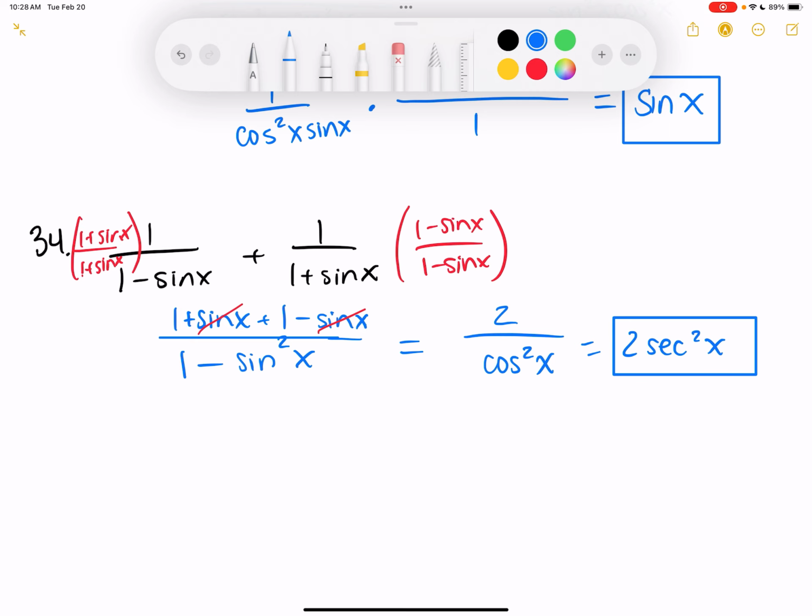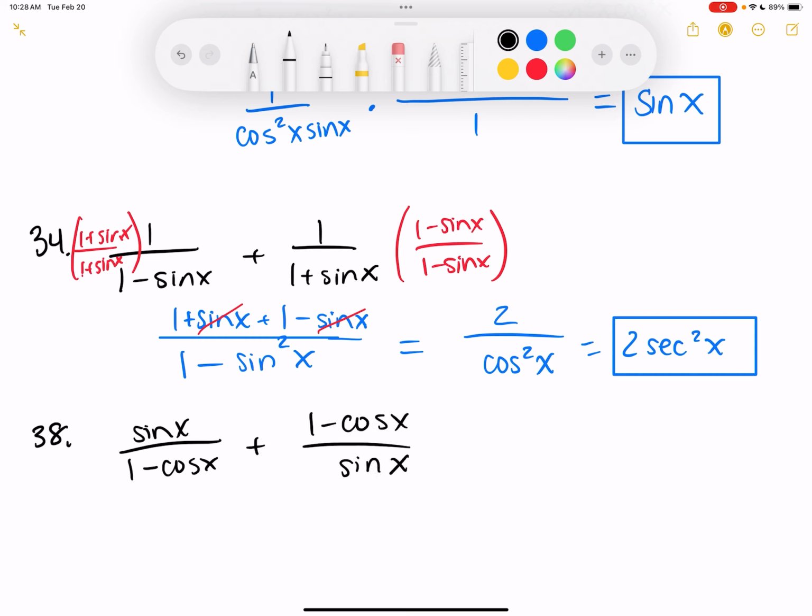Secant. Let's see. 38. Sine of x over 1 minus cosine of x plus 1 minus cosine of x over sine of x. I'm going to make sure I have plenty of space to write if you need to multiply stuff.